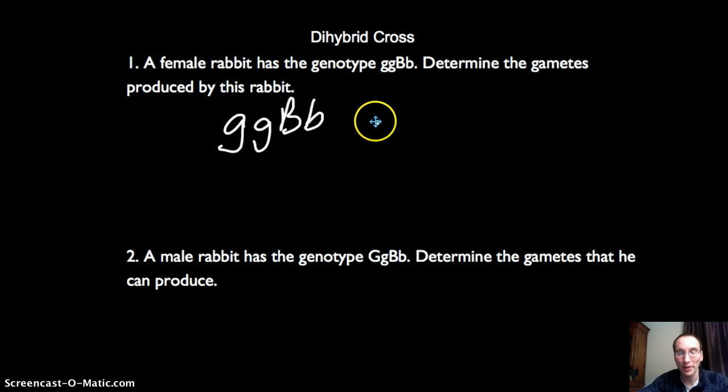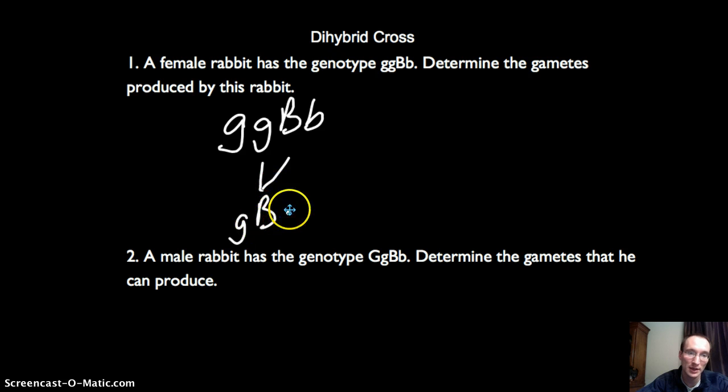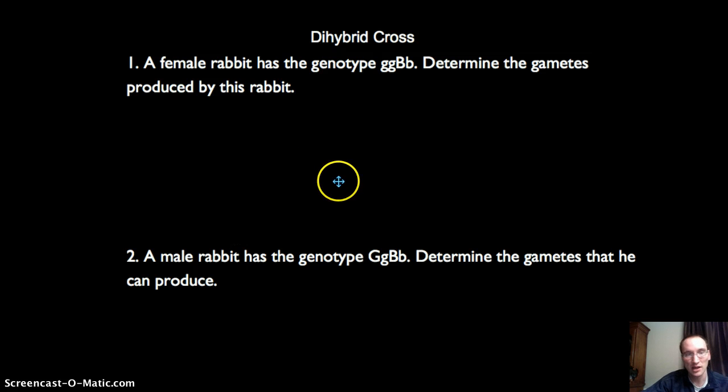Well, you just have to think for a second. This rabbit can only produce a little g. So we know that one of them is going to be little g. But this little g can combine with two things. It can combine with a big B, or it can combine with a little b. So really, the gametes that this female rabbit can produce are just these two different types. Now let's take a look at a different one.